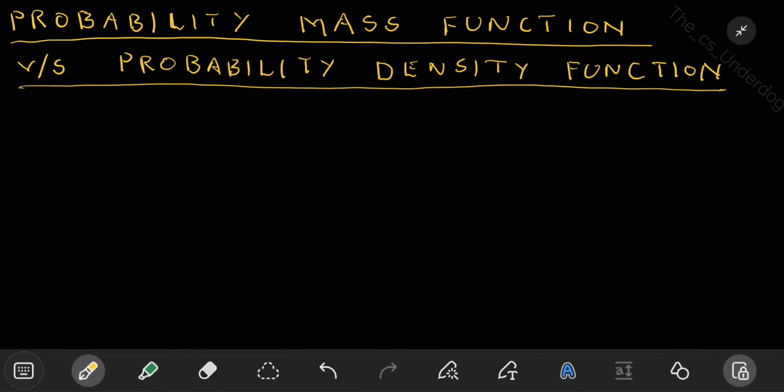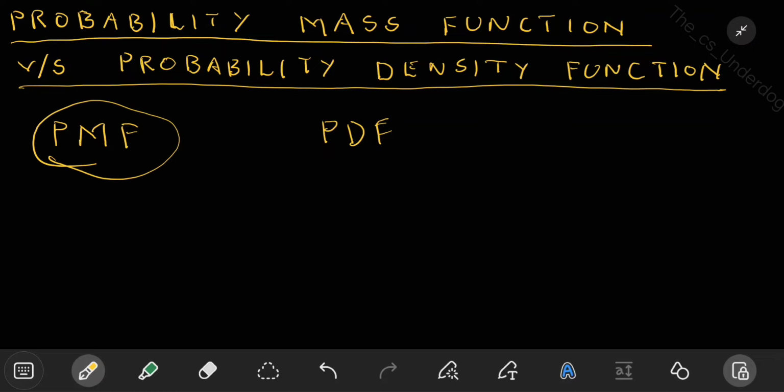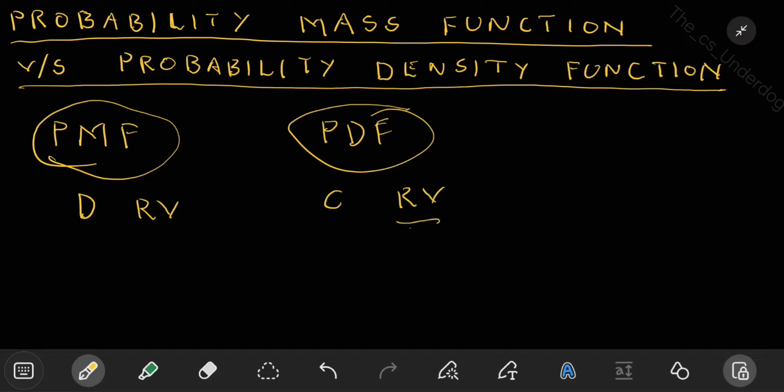Probability mass function versus probability density function. This lecture is for clarification of terminologies. That is, you should be very clear about the difference between a probability mass function and probability density function. These are similar concepts. The main difference is in the type of random variable that is used. Probability mass function is for discrete random variables, while probability density function is for continuous random variables.